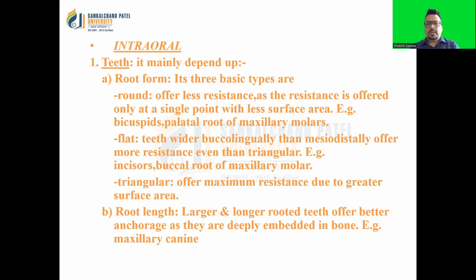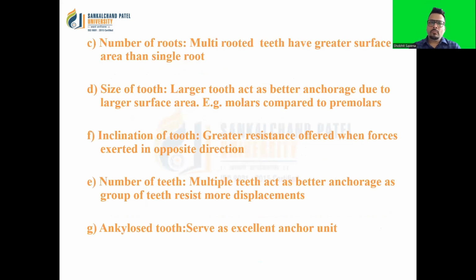Now coming to the second point, that is the root length. Larger and longer rooted teeth offer better anchorage as they are deeply embedded in the bone, that is the maxillary canine. Maxillary canine has the longest root among all the teeth. Now coming to the next point, that is the number of roots. Multi-rooted teeth have greater resistance than single-rooted teeth.